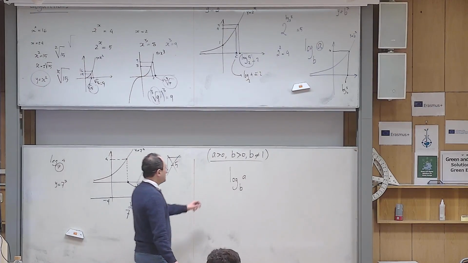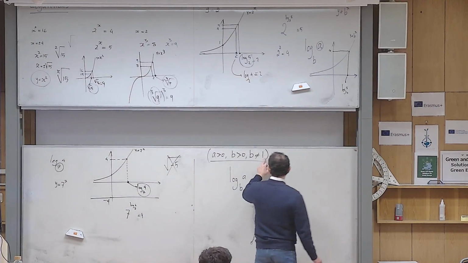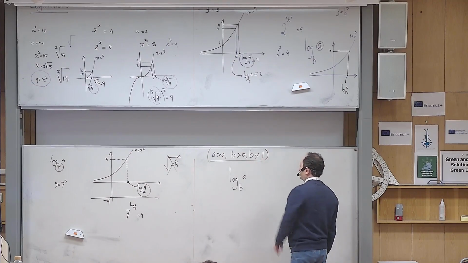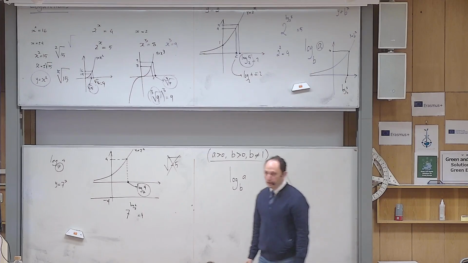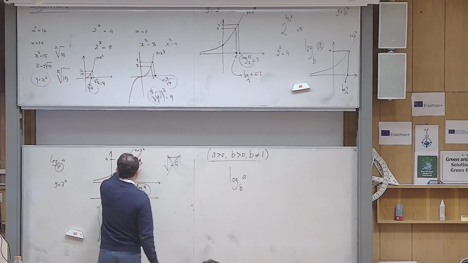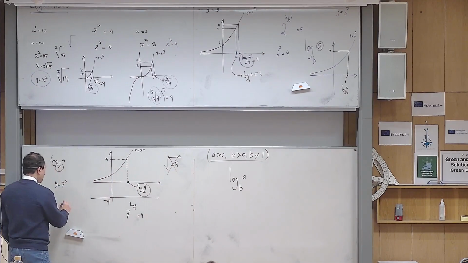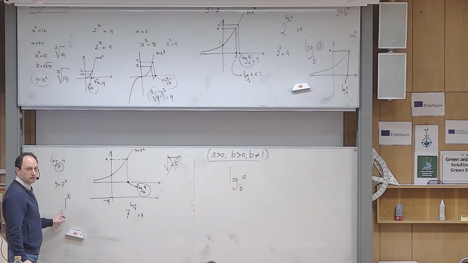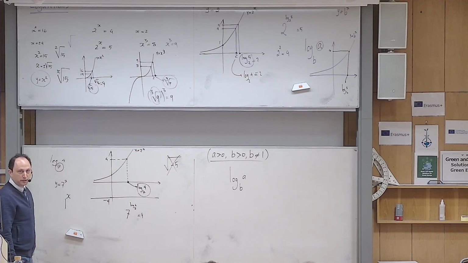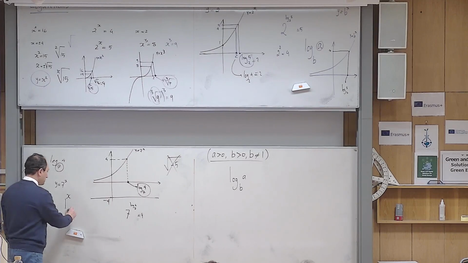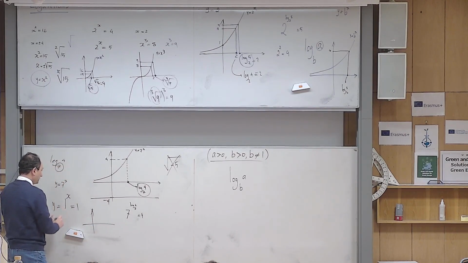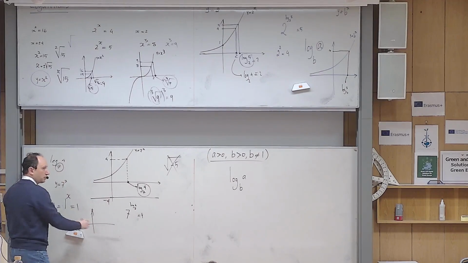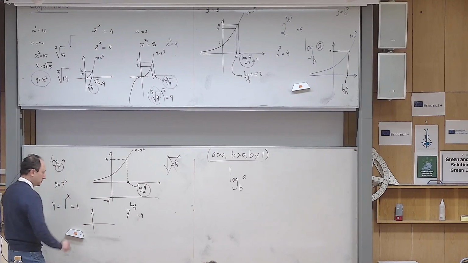But the reason that B should be positive, I will talk about that a little bit later. About B not being equal to 1, I can immediately tell you why. Because if B is 1, I have the function 1 to the power x. But what is 1 to the power x? It is just 1. So if I ask you to draw the graph of y equals 1 to the power of x, it will not become a curve. It becomes what? A straight line.